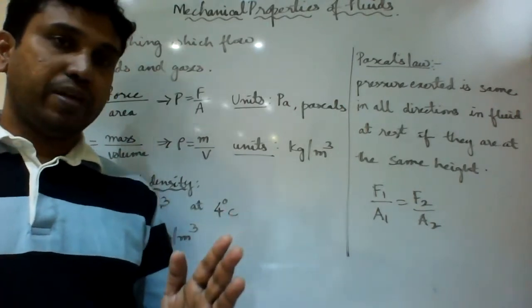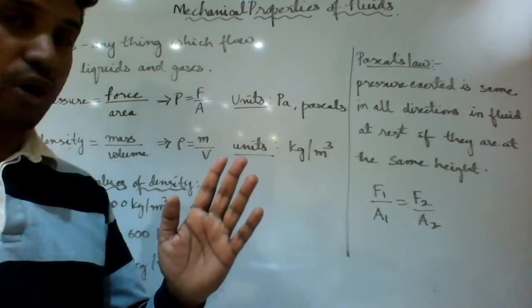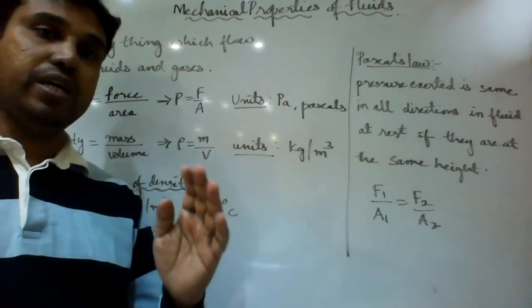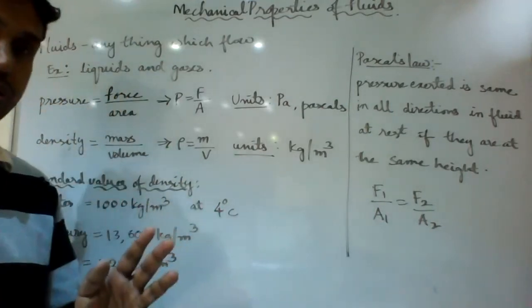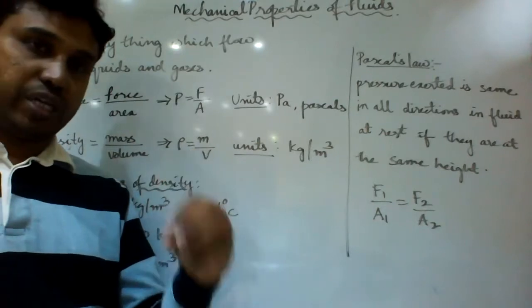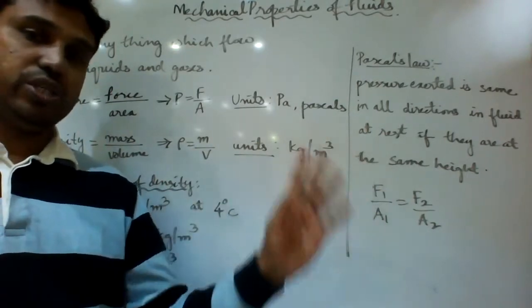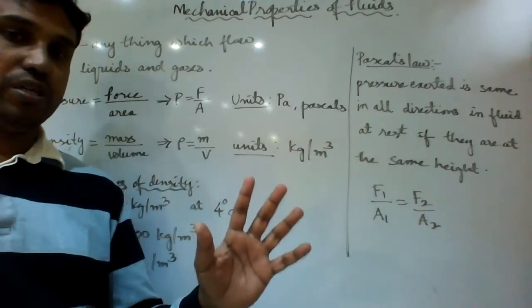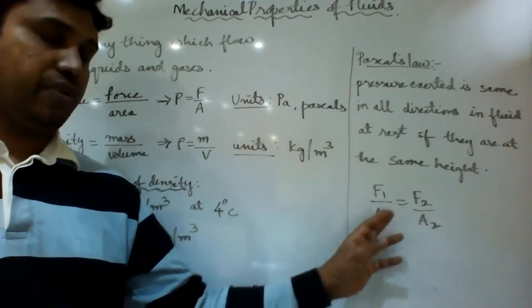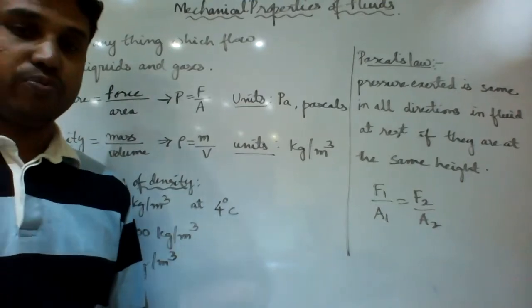Suppose there is an object or a body in water or in a fluid, and the pressure exerted is the same at all points. So the condition is they should be at the same height. The body should be at the same height. So F1 by A1 equal to F2 upon A2.